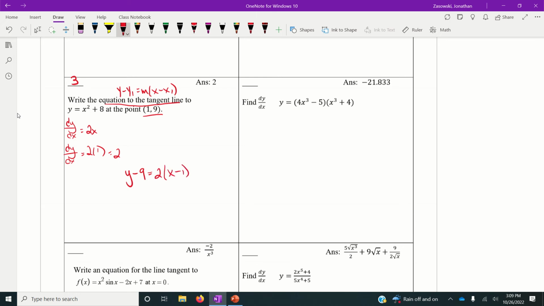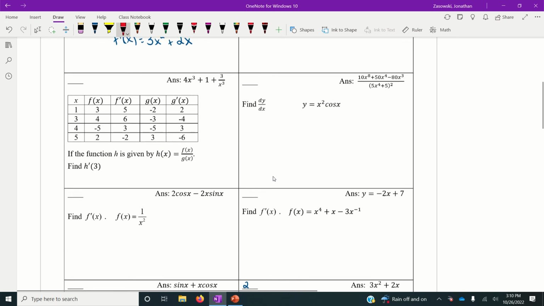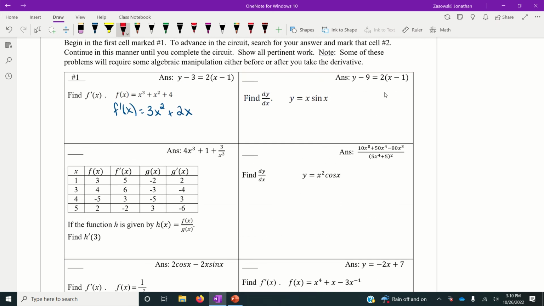Now, a few different ways you might see this written is you could possibly see the 2 distributed and the 9 moved over, or just the 9 moved over. So we might see something like 9 plus 2x minus 1, and then eventually you may see something that looks like 2x. This is going to be minus 2 plus 9, so plus 7. Any one of those things are options, and we can see on our sheet that we have a y minus 9 equals 2x minus 1 here.